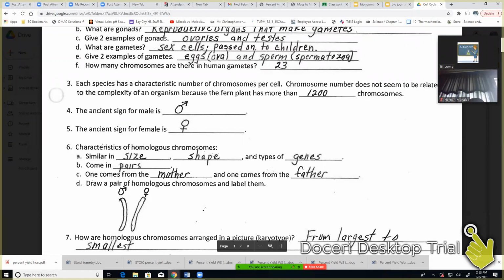So homologous chromosomes, remember that prefix homo means the same. So that's going to be a pair of chromosomes that are similar. So when we said there was a total of 46 chromosomes, but 23 pairs, each pair is made of 2 homologous chromosomes, and they're similar in shape and what genes they carry. And one would have come from the mother and one would have come from the father.